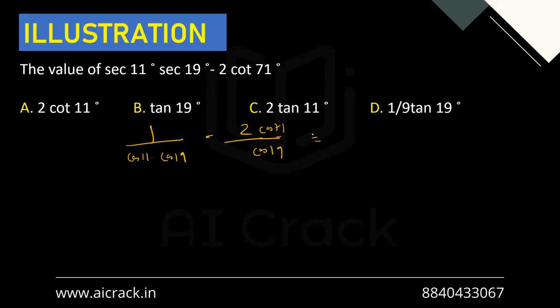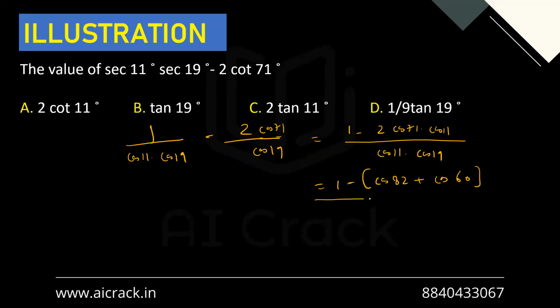Okay. Now let's take the LCM. That's the obvious thing to do over here. So we'll be getting 1 minus 2 cos of 71 dot cos of 11 divided by cos 11 dot cos 19. Okay. Now we can see minus 2 cos a cos b formula over here. So we'll do the reverse over here. Okay. So that gives me 1 minus, we have 2 cos a cos b. That comes from cos of a plus b plus cos of a minus b, right? So we will be getting cos of a plus b, that is cos of 82 plus cos of a minus b. That would give me cos 60 divided by cos 11 dot cos 19.